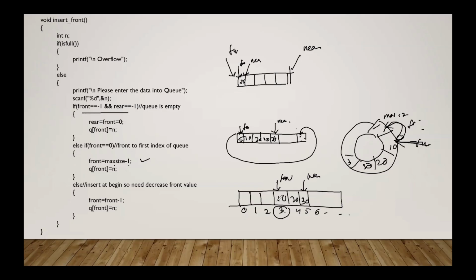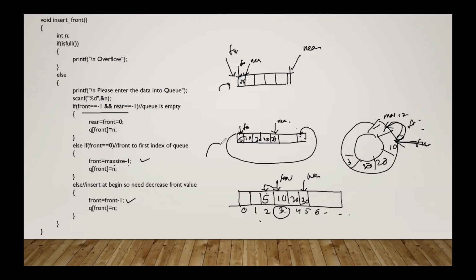Now we have to insert into the front position, which means we have to make front equal to front minus 1. That is why 3 minus 1 equals 2. So we make front equal to front minus 1, then store whatever value we want to insert. So for insert into the front position, this is the position.